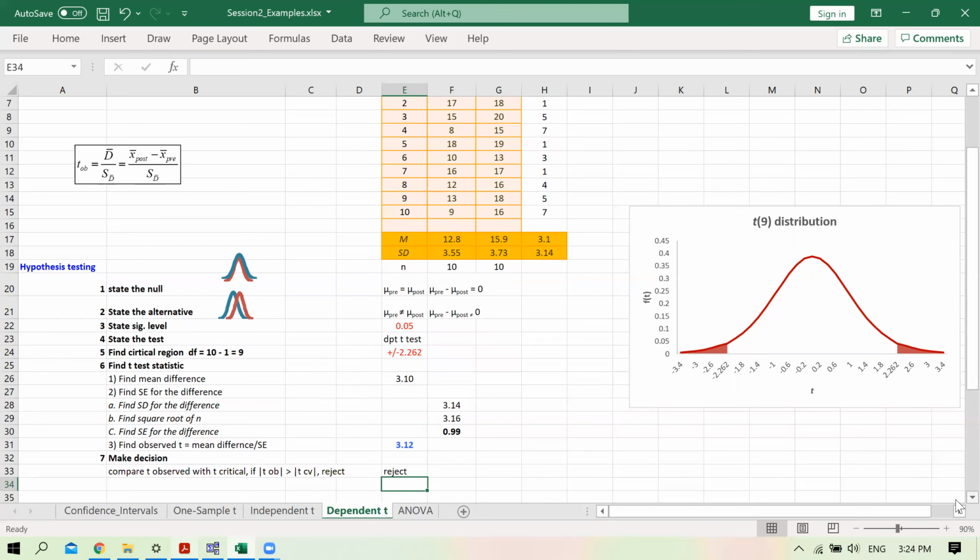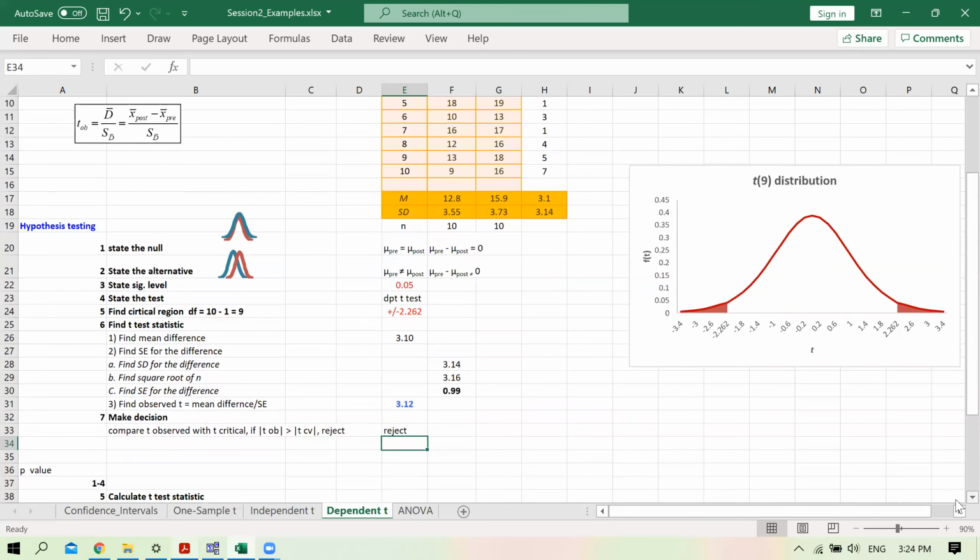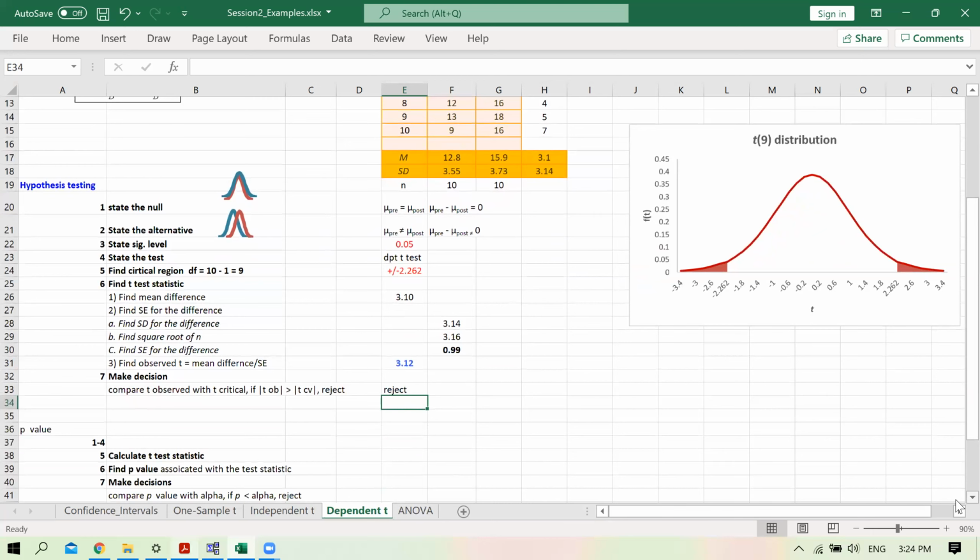Next, we're going to use the p-value approach to determine significance. So again we go through the hypothesis steps. The first 4 steps are the same. The only difference with the p-value approach is that we don't need to calculate the critical t value. So we just need the observed value, which is 3.12.